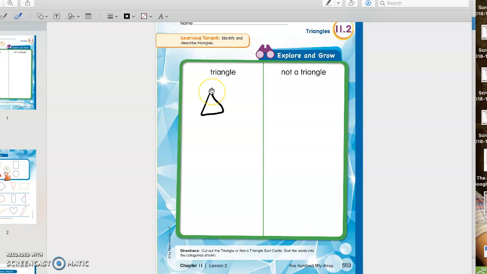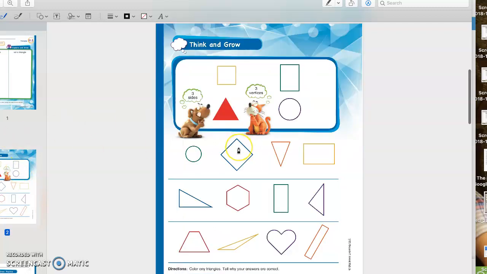Today in math, we're going to focus on triangles. Remember, a triangle has 3 vertices, 1, 2, 3, and 3 sides. Let's look at the sides. 1, 2, 3. So I want you to print the page off of the website and cut out and paste triangles and not triangles on this page. Then you're going to move to this page.